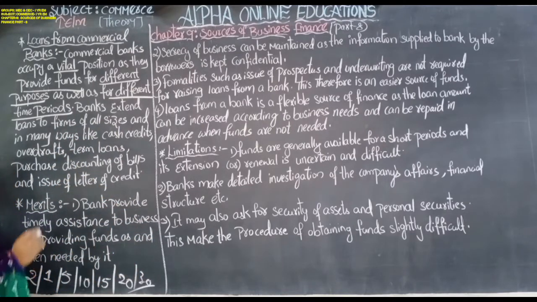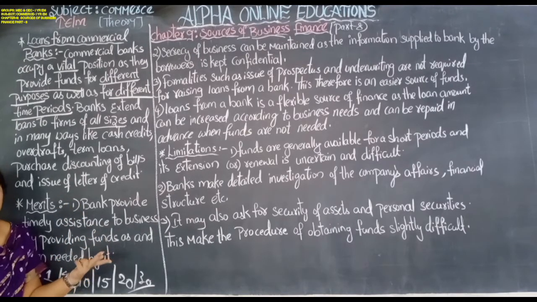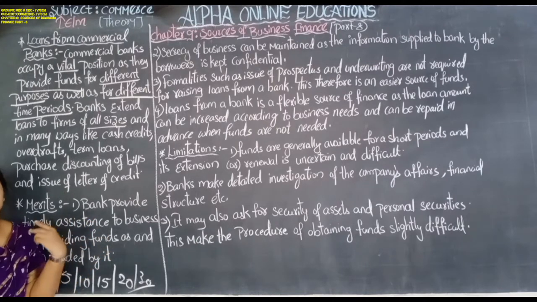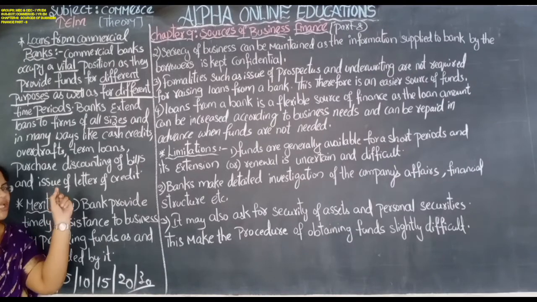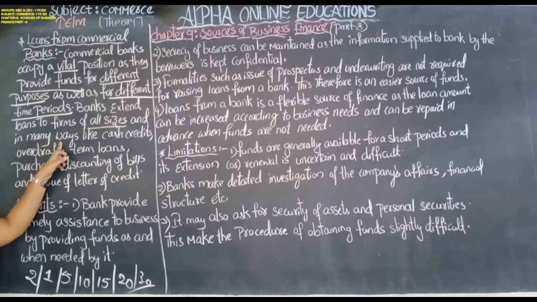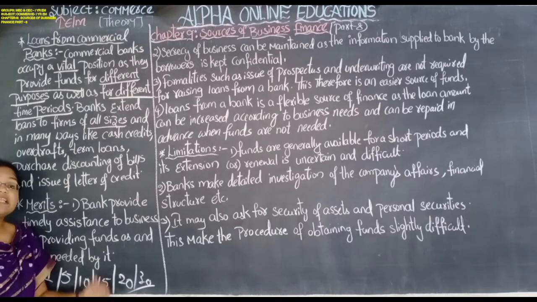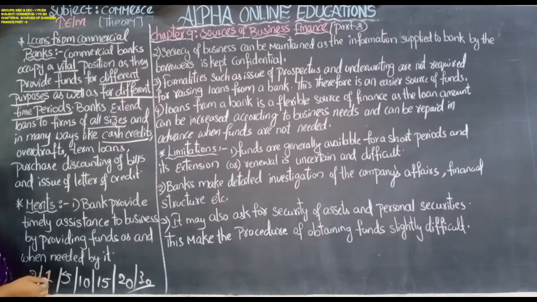All sizes means what? For large size business organizations, small size, medium size, and micro size business organizations. Micro size means very small business organizations. And in many ways it provides loans. What are those ways? Let us see: cash credit.